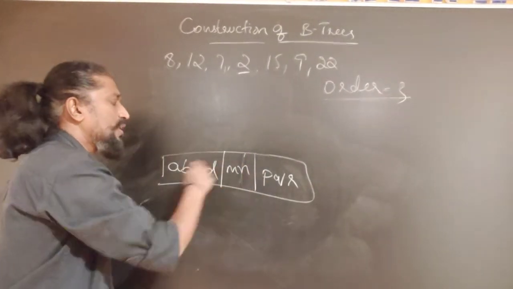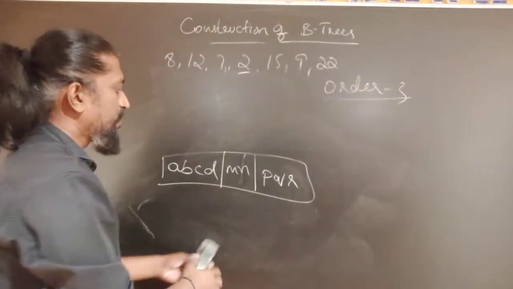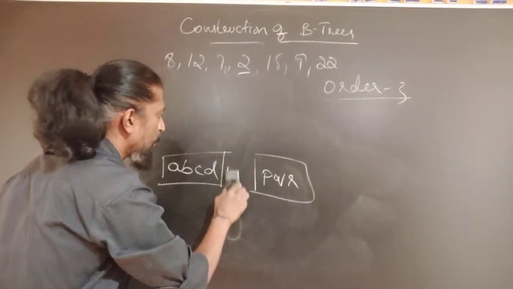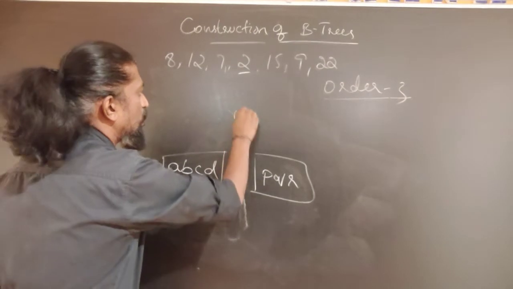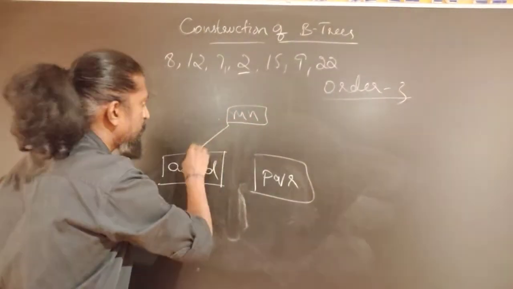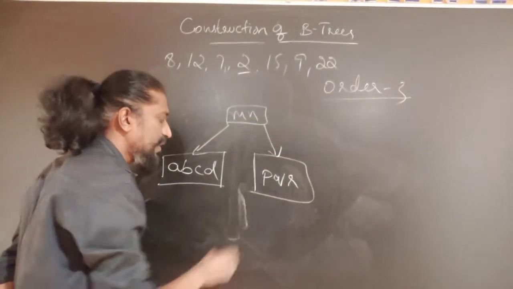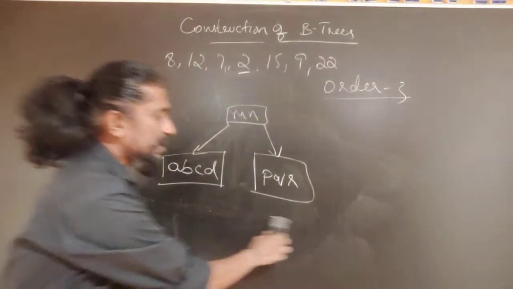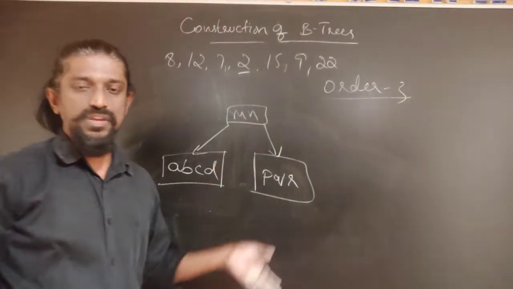Now if we consider order is 3, and if we are following the second approach for constructing the B tree, then this overflows, then MN goes to the root, this will become the left child and this will become the right child. So this is how we can construct a B tree when we have strings.